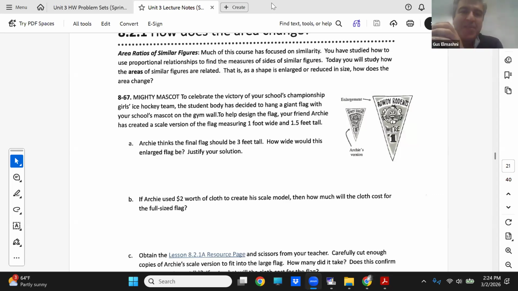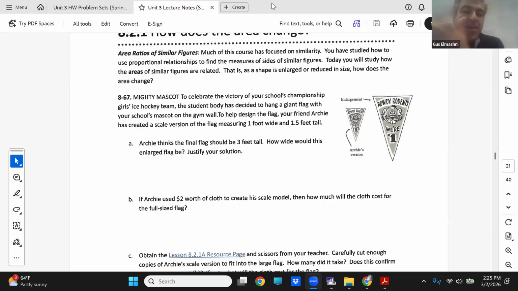Anthony, I'll look at you. Why don't you get started? So versus area ratios. The top of 8.21. This course is focused on similarity. You have studied how to use proportional relationships to find the measures of size of similar figures. Today you will study how the areas of similar figures are related. That is, as the shape is enlarged or reduced in size, how does the area change?